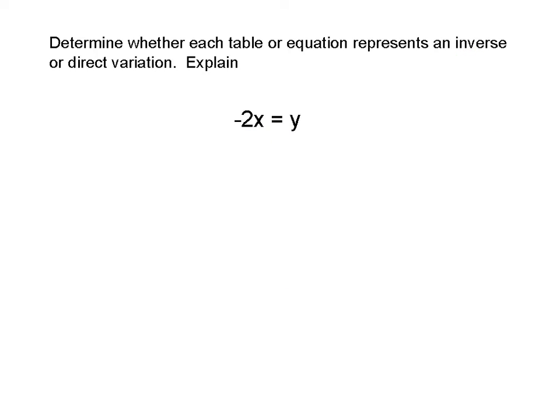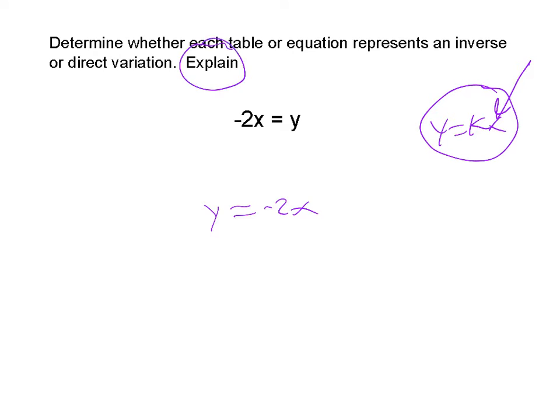How about this one right here? Is this a direct variation, our older ones, or this newer one, an inverse variation? Notice this one, if I just flip-flop it around, can be written in y equals k times x form. That means it's a direct variation, because we're taking something times our x to always equal the y. So again, for the explanation, just say it can be written in y equals k times x form. That's a very simple explanation to prove that it's a direct variation equation.